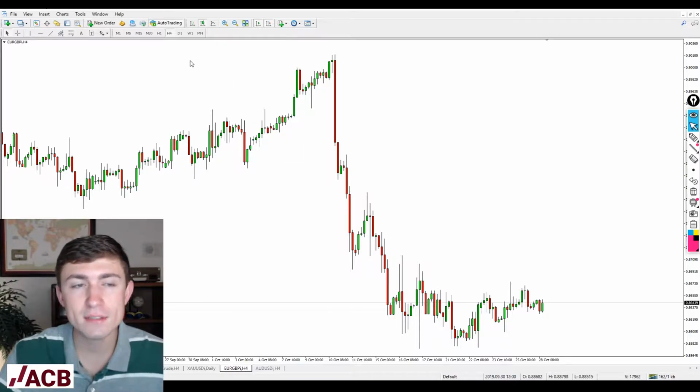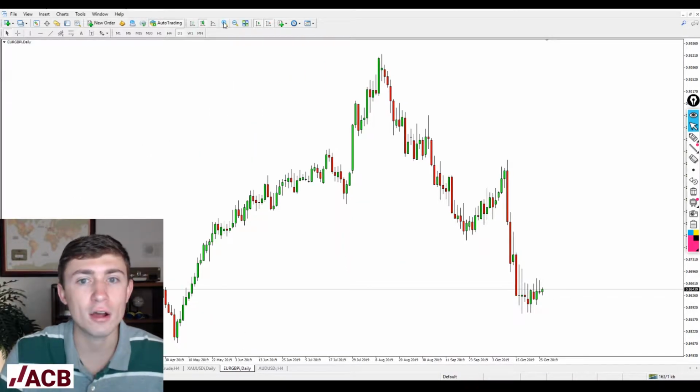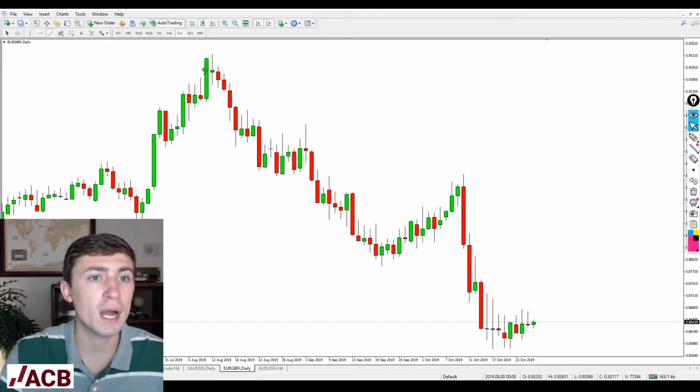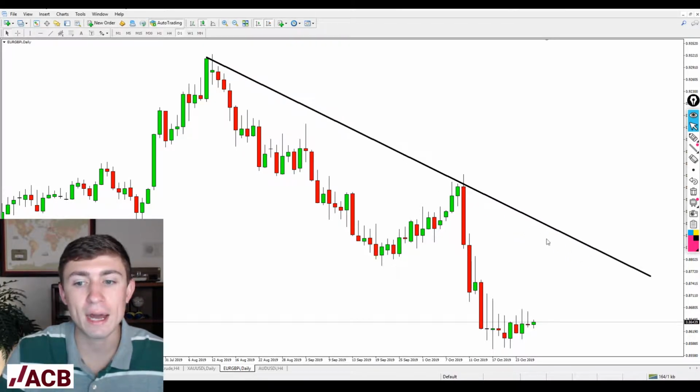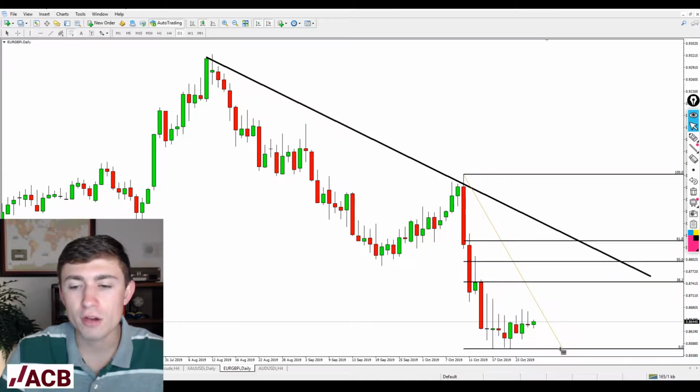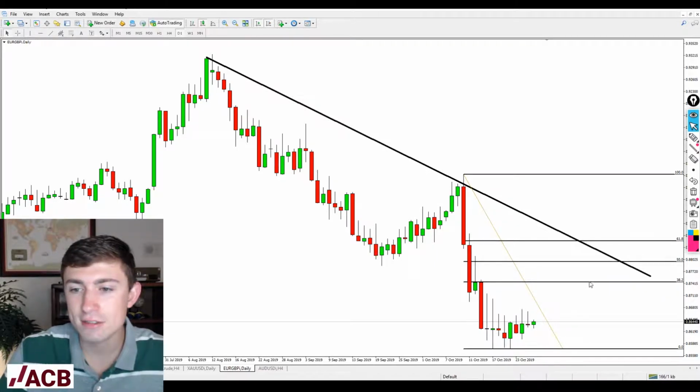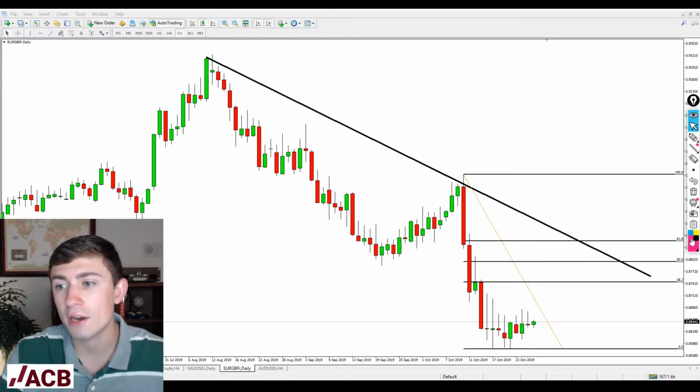Euro GBP is our next one, and Euro GBP I really like on the daily chart, and I'll show you why. We have this kind of downtrend. We have these lower highs forming. We also have some fibs here that might be helpful. If you draw from high to low, you can see if price decides to retrace up to this 50% level, I'm really interested in that area, and I'll show you why.